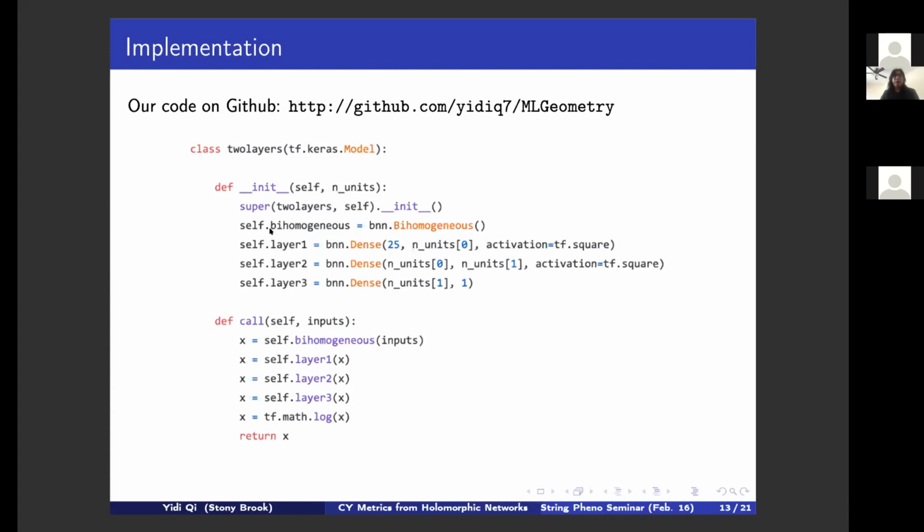So we packed all of those in the package we call ML geometry, and as you can see here, we can describe a network using the software in a very neat way. So you first have this bihomogeneous layer, which takes the 5 input coordinates to approximate 25 ZZ bar, and then you can follow it with the multiple layers you want with the TF square activation functions, and then at the end you have a layer which reproduces the Kähler potential.